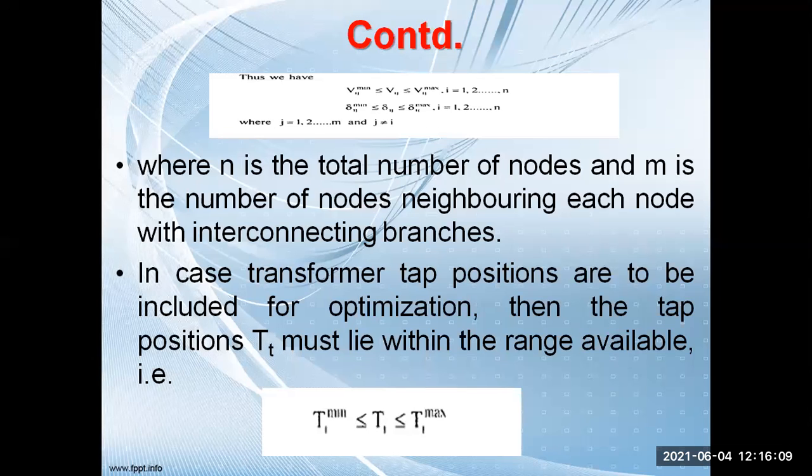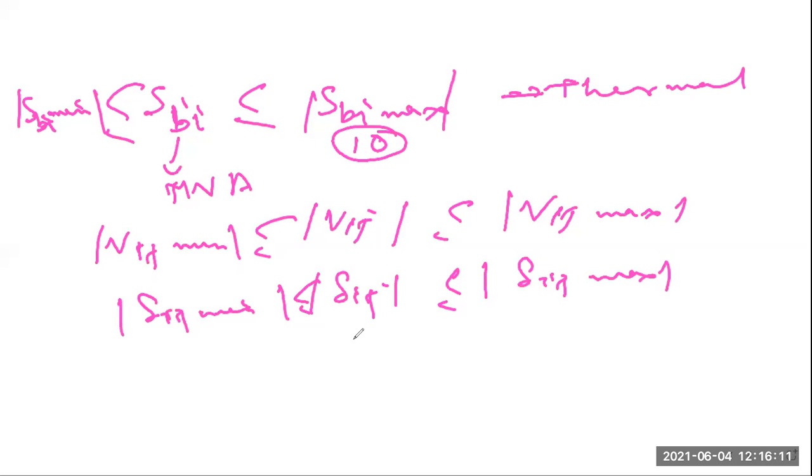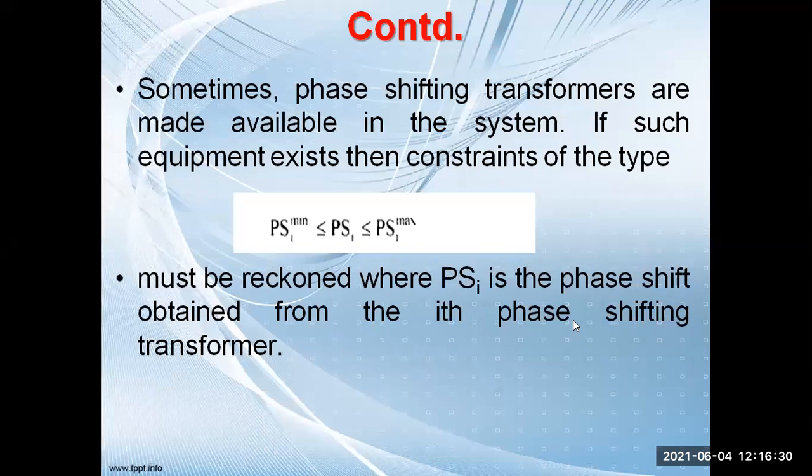So there are certain limits for that. The transformer taps are again limited between some maximum value and some minimum value. So the transformer taps cannot be changed arbitrarily. They have to be between some minimum and maximum value.